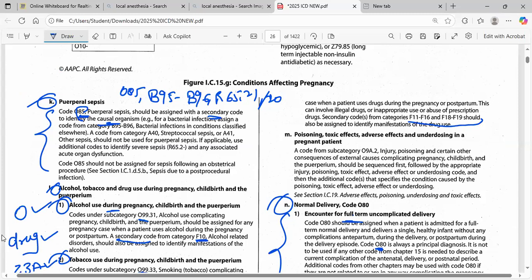And if there is any poisoning, toxic effect, adverse effect, or underdosing in the pregnant patient, in that case also, you have to use O series first. Whatever the condition, whether it's a poisoning, toxic effect, or underdosing, first you have to keep O9A.2 followed by the specific code for the poisoning, toxic effect, or adverse effect. So your first code will be O9A, then your second code will be the poisoning, toxic effect, or adverse effect.